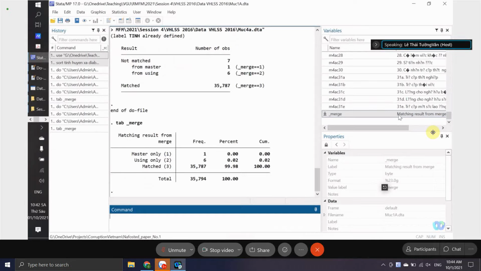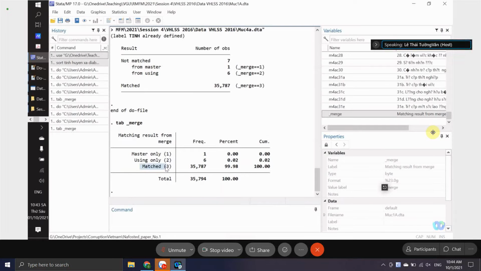So master only the variable, ladies and gentlemen, when we run the merge command, the data set already in Stata, in data, is called the master data set. The data set that you are going to merge is the using data set. And finally, you have the match sample.